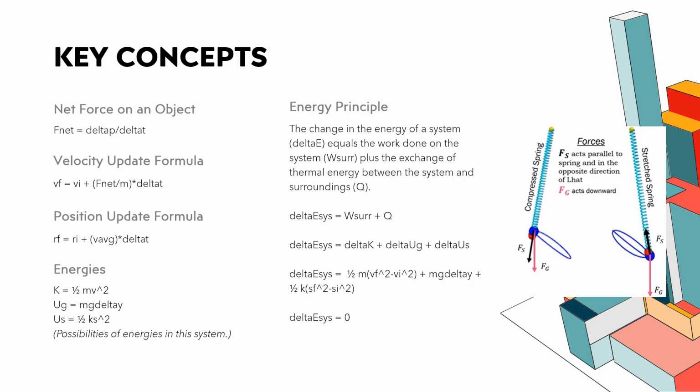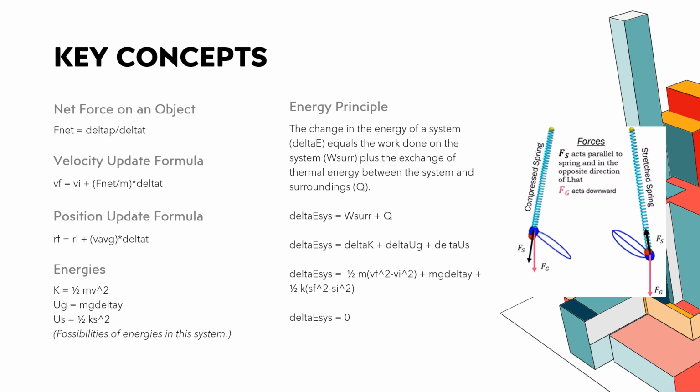The key concepts for this lab are below, one of them being Newton's second law, which is F net equals delta p over delta t, which is related to the velocity update formula and the position update formula below. The energy principle is also a very important concept in this lab, which is the change in energy of a system equals the work done on the system plus the exchange of thermal energy between the system and the surroundings. You can see this written in the equations below.